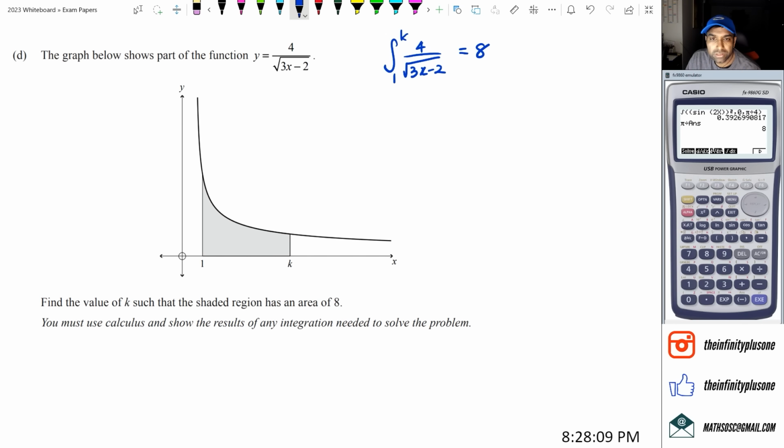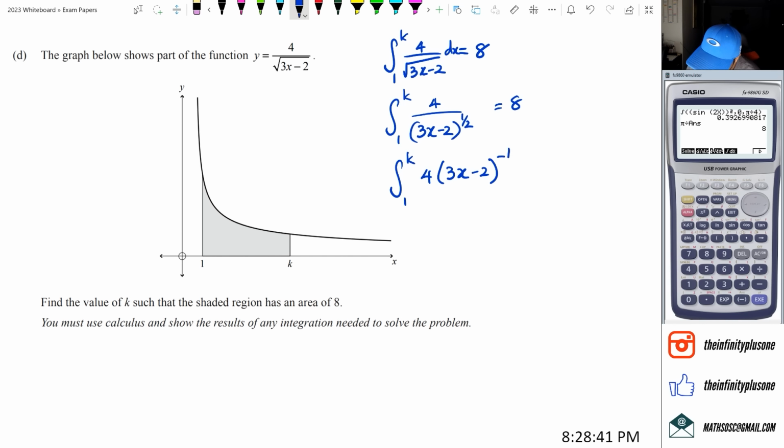All right, so we've got this equation between k and 1, and this is all equal to 8. Not going to forget the dx there. Before we integrate this, we need to get rid of the square root symbol by bringing it to the numerator. When you have a square root, it's the same thing as saying 3x minus 2 to the power of half. So we bring that 3x minus 2 to the power of negative half to the numerator, between k and 1, and this is all equal to 8. We keep forgetting that dx.